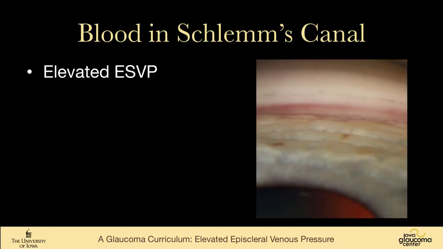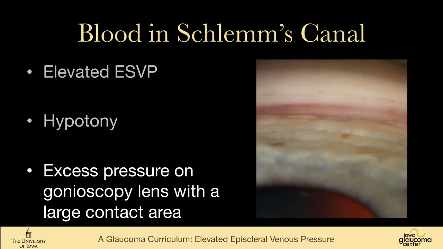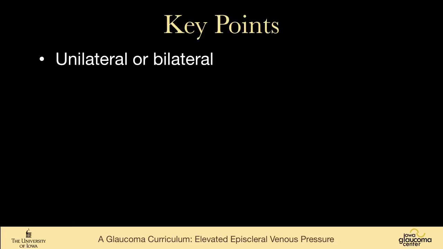While this talk is on elevated episcleral venous pressure, there are other causes of blood in Schlemm's canal. You can imagine that if you lower the intraocular pressure enough, that the normal episcleral venous pressure would cause blood to reflux into Schlemm's canal. So you can see this with hypotony, and you can see it if you put excess pressure during gonioscopy on a lens that has a large area of contact, such as a Goldmann style lens. You can iatrogenically reflux blood into Schlemm's canal.